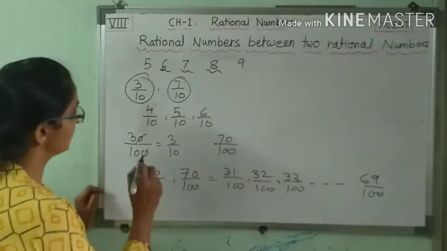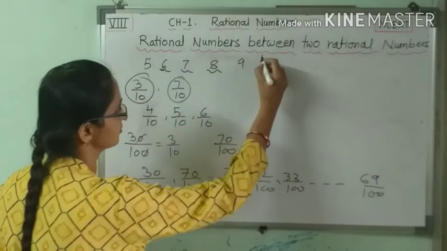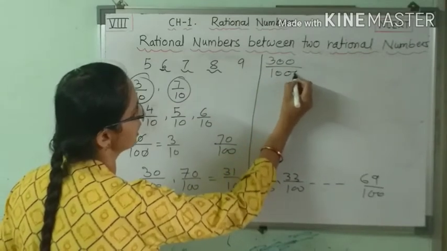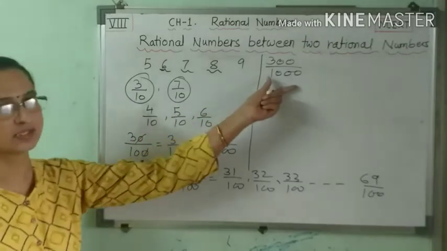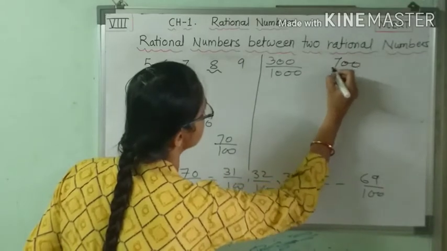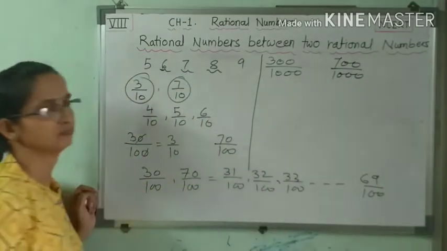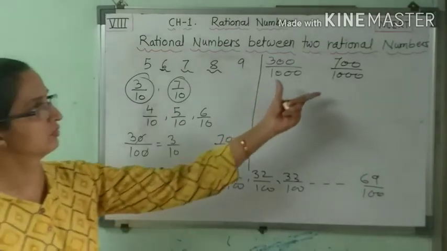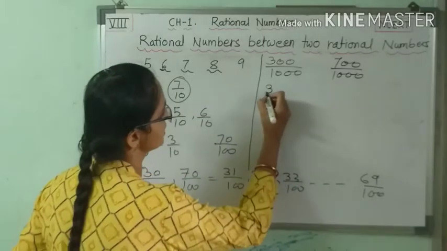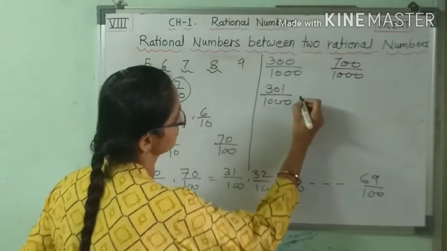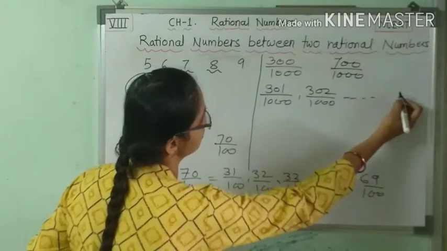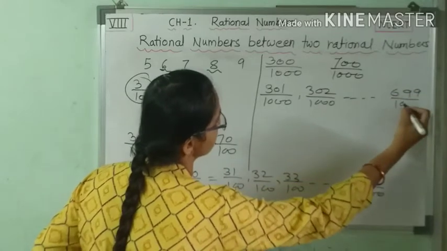Again, we can write 3 upon 10 as 300 upon 1000, because again this is an equivalent fraction, and we can write 7 upon 10 as 700 upon 1000. So the numbers between these two rational numbers are 301 upon 1000, 302 upon 1000 and so on up to 699 upon 1000.